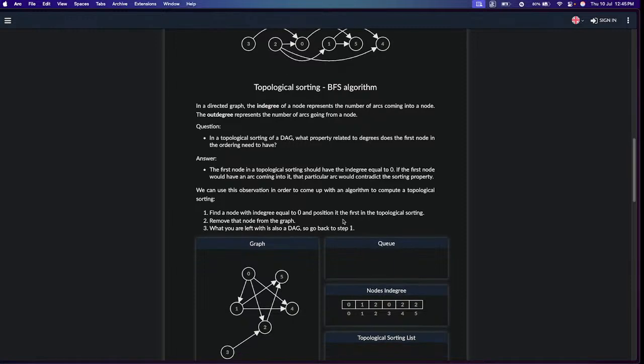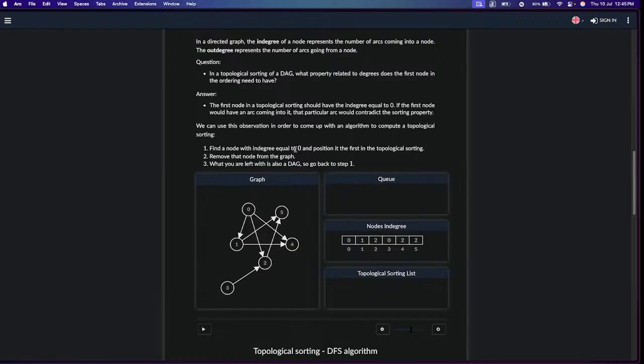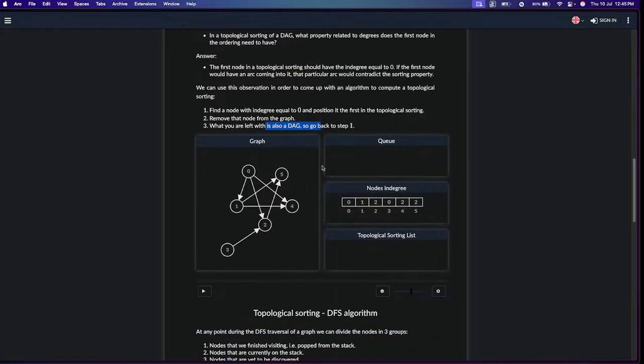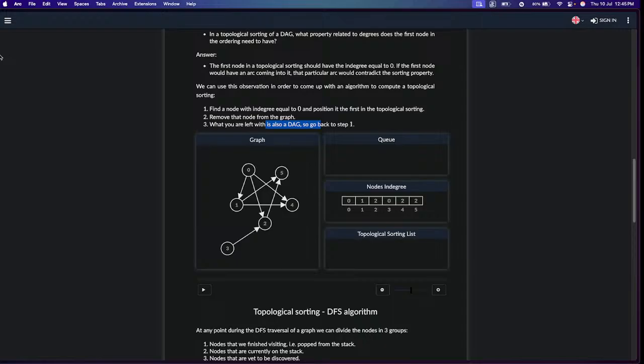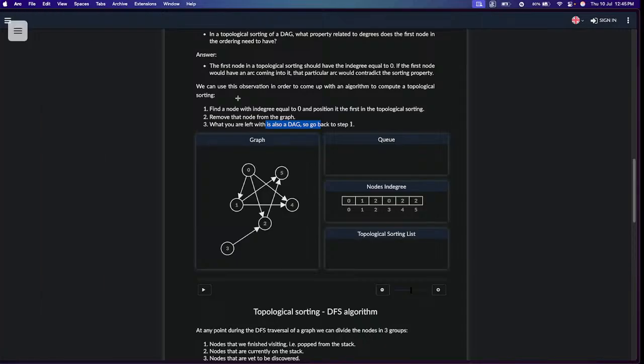Now, this is the algorithm per se. Find a node with in-degree equal to 0 and position it first in the topological sorting. Remove the node from the graph. What you are left with is also a DAG. So go back to step 1. Now, instead of playing the animation, let's just try to do a dry run.